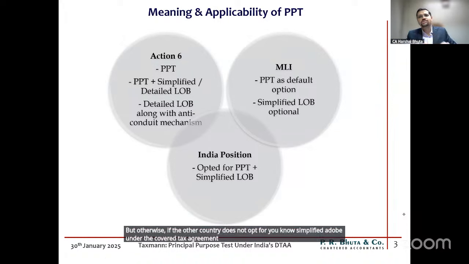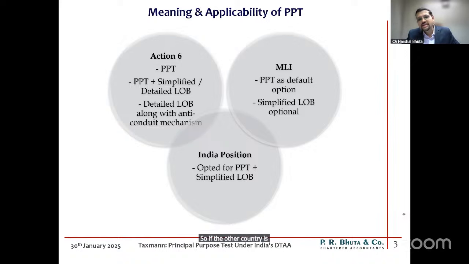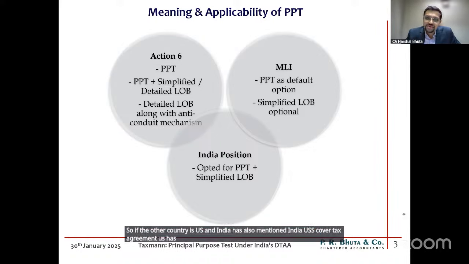But otherwise, if the other country does not opt for simplified LOB under the covered tax agreement, then it will obviously be mentioned. Say suppose the other country is the US. Hypothetically, the US has not signed up for MLI. So if the other country is the US and India has mentioned the India-US treaty as a covered tax agreement, and the US has also mentioned that, then it becomes a covered tax agreement. And under that, there will be a matching concept. If both countries opt for similar provisions, only then they will come into play. Otherwise, PPT as a base will independently also come into place in the DTA.